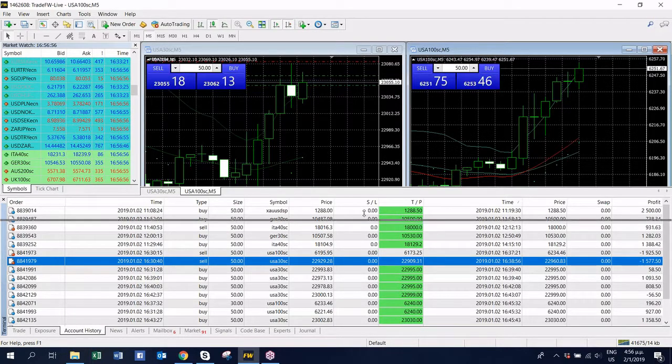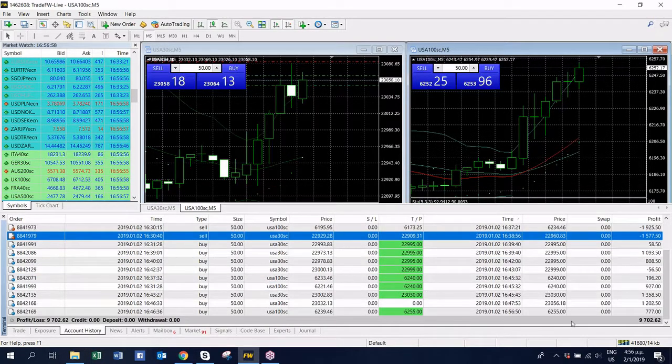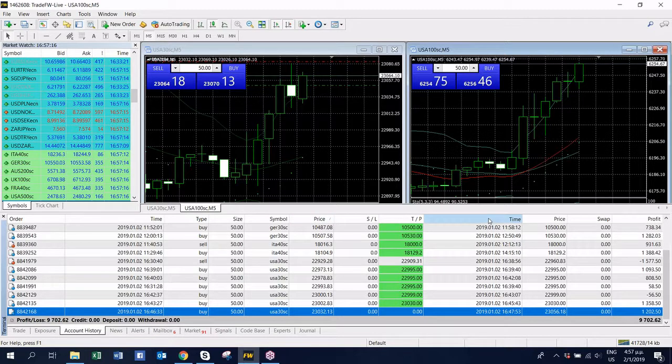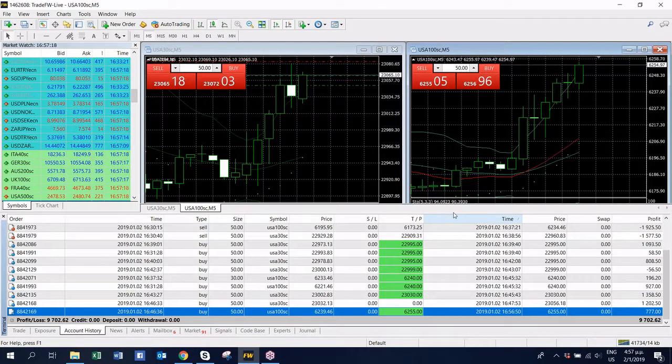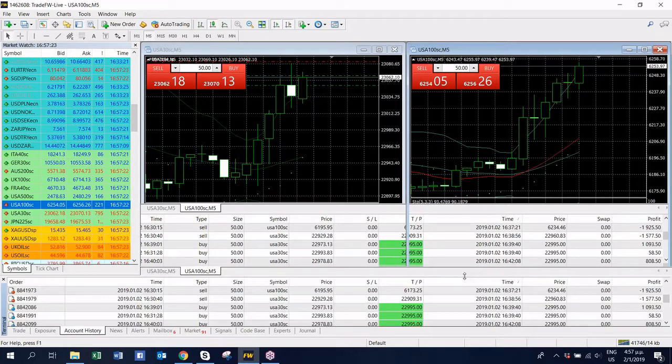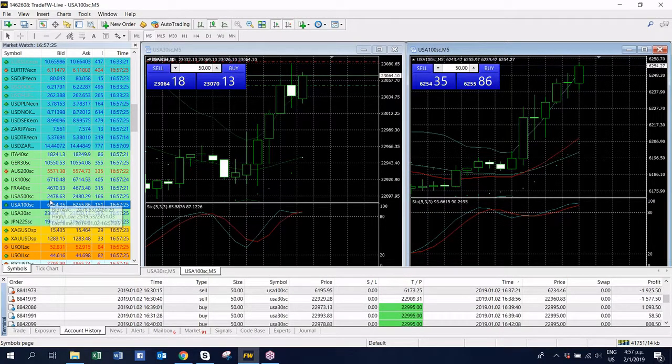Guys, I think we just hit. Yep, we just hit another take profit on USA 100, $777. We increased our profits to $9,702. We still have 2 positions open on DAX, guys. Not on DAX, on gold. Gold is dropping. Gold is dropping.